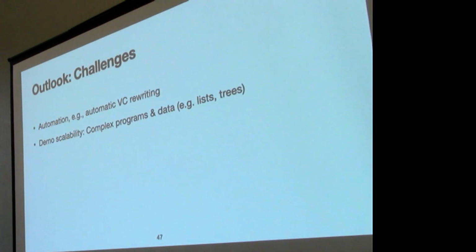And as I mentioned, this is a manual approach, so clearly in the future we want to automate that. That means we want to find a way to automatically rewrite our verification condition into a form that makes it more obvious whether or not a variable affects the validity of the verification condition. So if you have any ideas of how to do that, let me know. And we also want to demonstrate that we can actually scale this approach to more complex programs and data structures such as lists and trees.